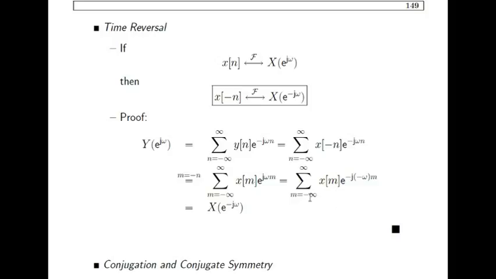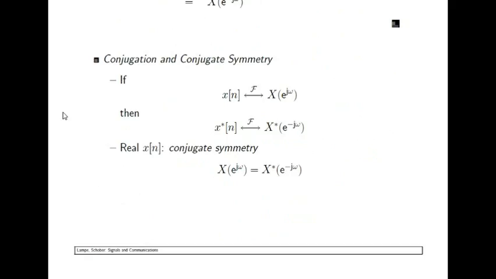The next property which I am going to teach you is the conjugation and conjugate symmetry property. We have a signal x of n and its Fourier transform is X of e to the power j omega. If I take the conjugate of our original signal x of n, it becomes x star n. The Fourier transform will be X star e to the power minus j omega. If our signal x of n is real, then it is called conjugate symmetry, which implies that X of e to the power j omega will be equal to X of e to the power minus j omega's conjugate, which is this relation.